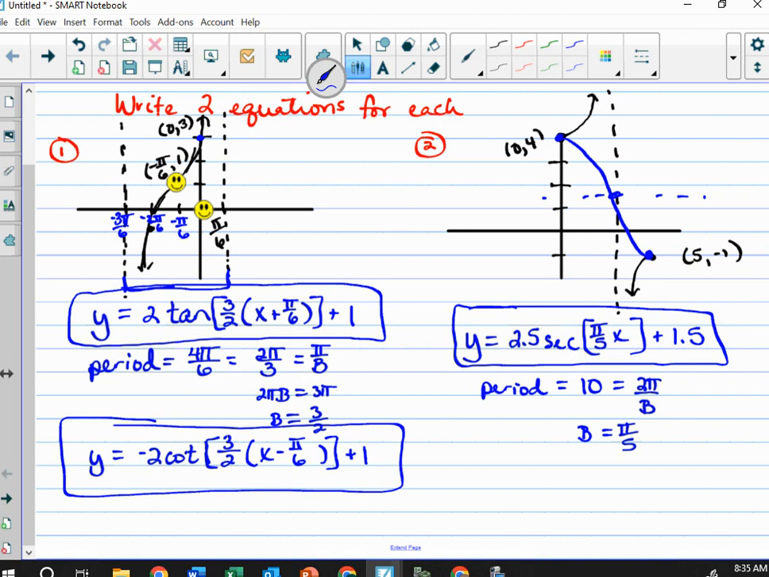Let's stop here for a second. Questions on any of those values in that first equation, the secant equation? Okay. I'll give you a minute here. All right, let's try to write cosecant.